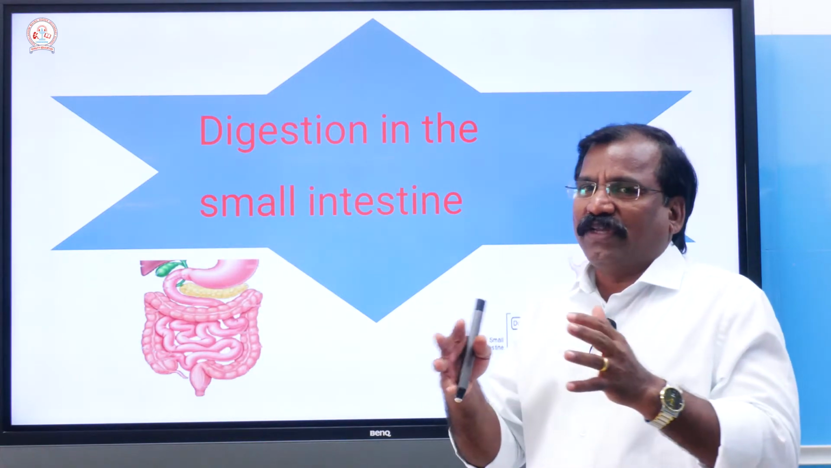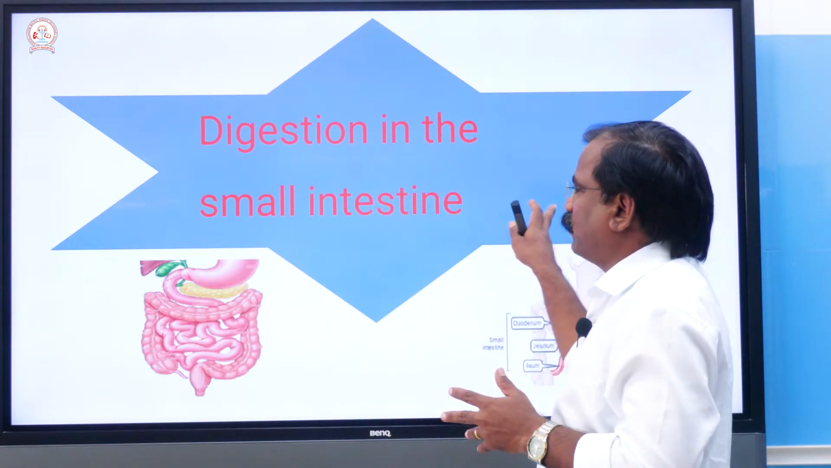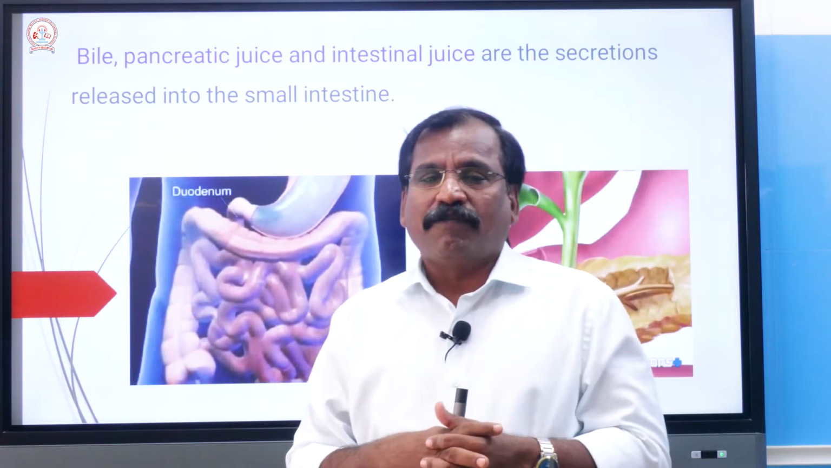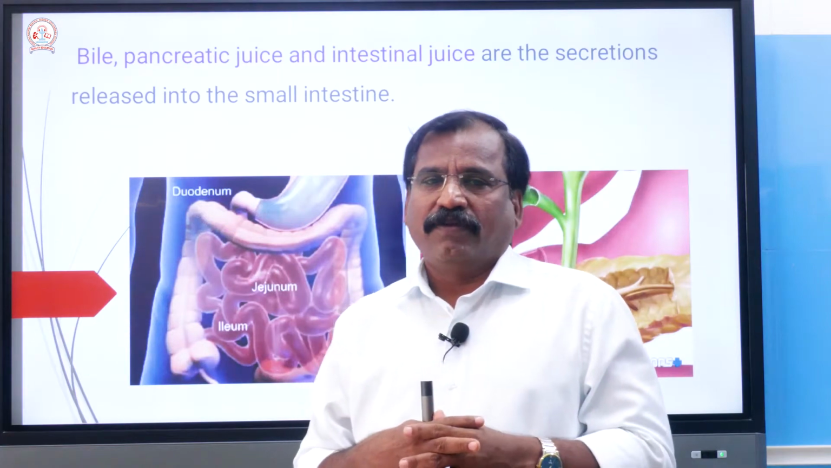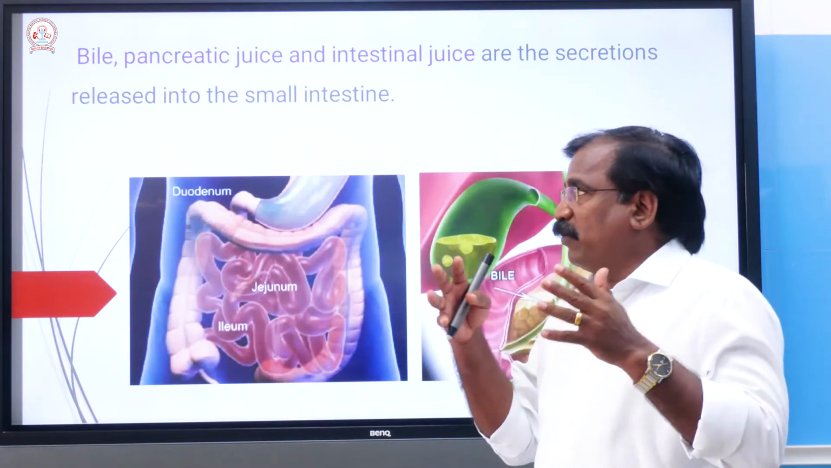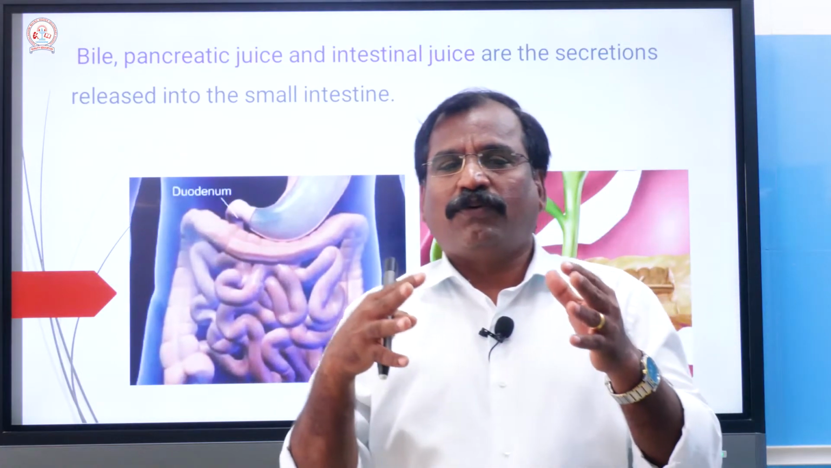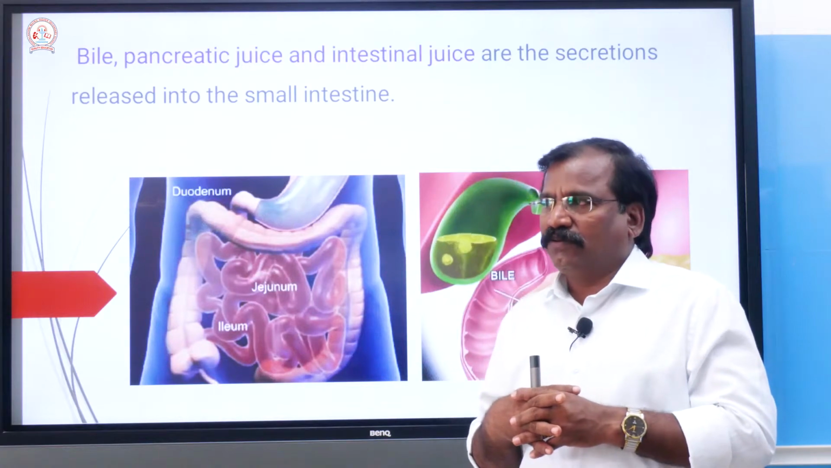So now we are going to discuss what digestive processes take place in the small intestine. The small intestine is the major part. It is not only meant for digestion; absorption of food also takes place there.